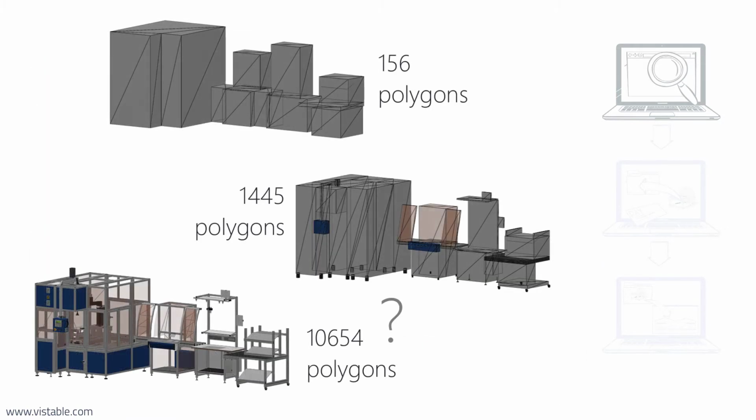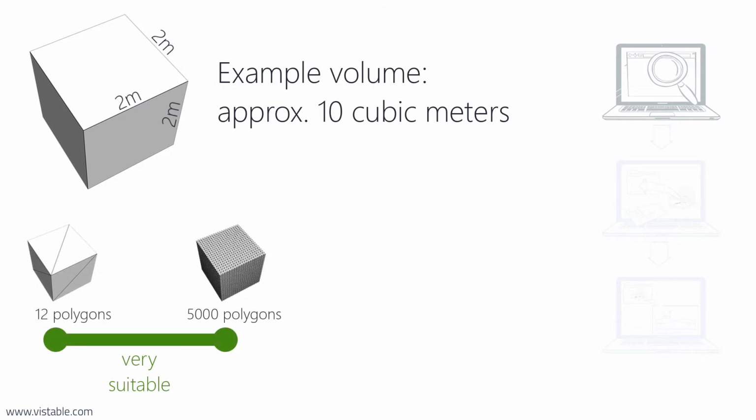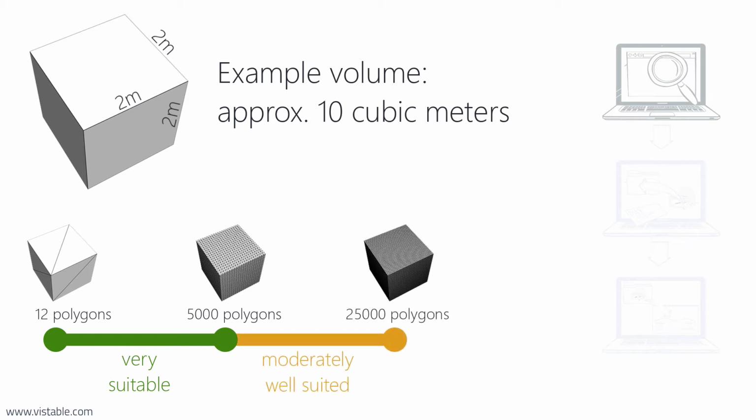But what is a good value for factory design? The number of triangles depends on the size of the model. For example, let's take an object of about 2 by 2 by 2 meters. This object, rounded up, has a volume of about 10 cubic meters. Models of this size that are very suitable for factory planning have up to 5,000 triangles. Models of this size with up to 25,000 triangles are suitable, but for this higher demands are made on the performance of the computer. However, the example model with a volume of about 10 cubic meters should not exceed 25,000 triangles if possible. This recommendation changes over time as computers get better.